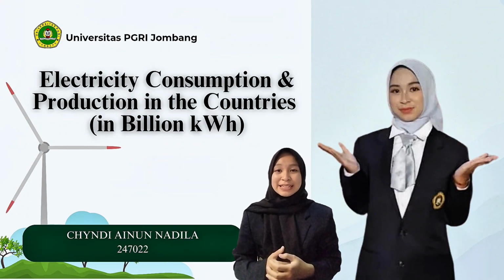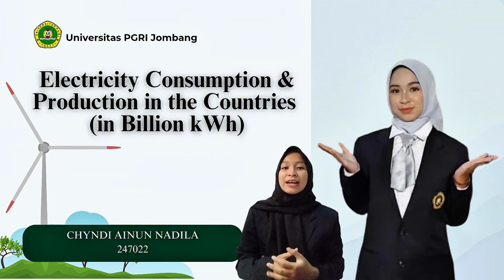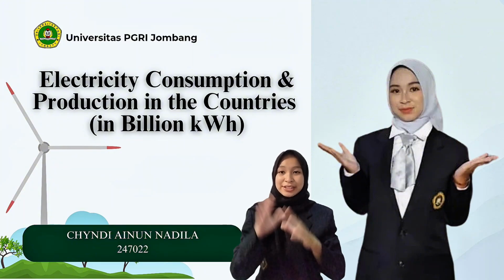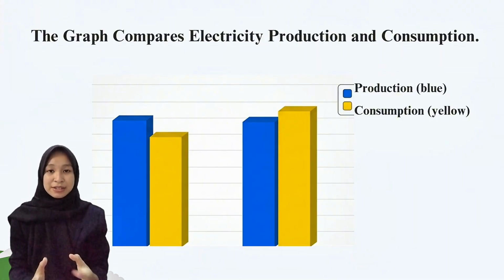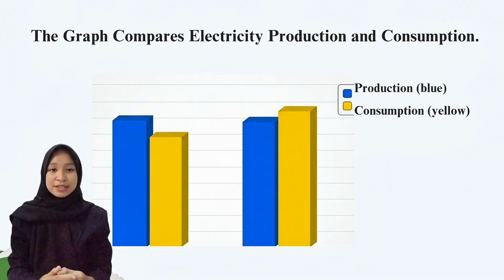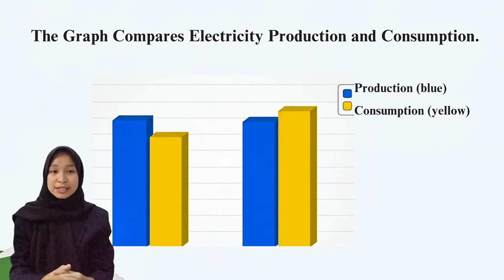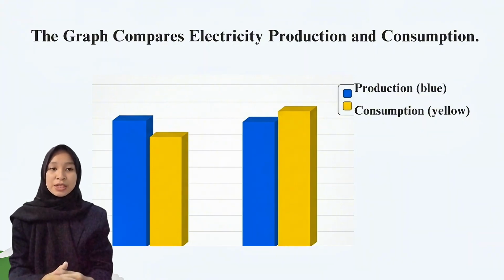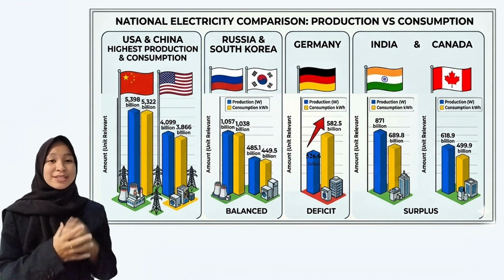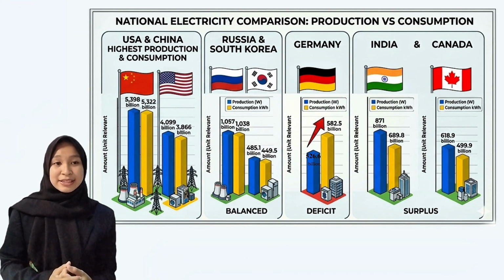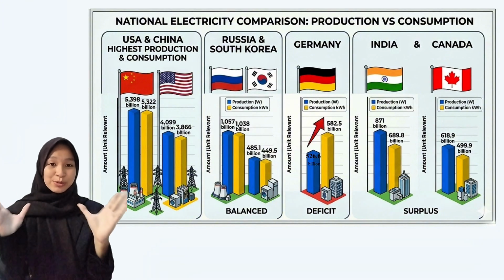Today I would like to present an infographic entitled Electricity Consumption and Production in the Countries. This infographic explains the comparison between electricity production and electricity consumption in several countries measured in billion kilowatt hours. Furthermore, this presentation will discuss the general overview of the graphs, several important trends, and the conclusion based on data presented. First of all, the graphs illustrate electricity production and electricity consumption in several countries around the world.